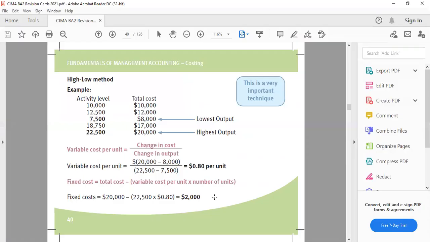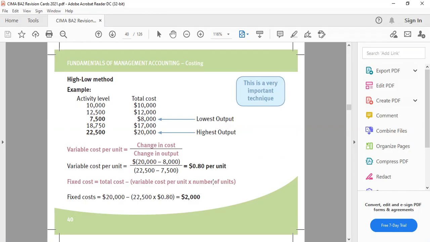So this is how we were able to calculate. The point is, whatever is the change in the cost and change in the output is taken, and then we find out what is the variable cost per unit. Once variable cost per unit is known, we can find out what is the total fixed cost. Now, what is this concept all about?